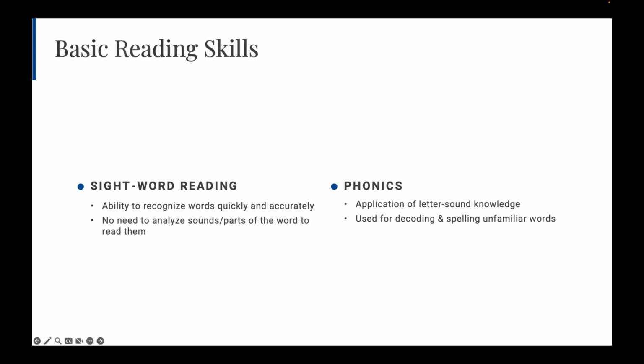Similarly, we might also see complications in an individual's basic reading skills. When I say basic reading skills, I'm talking about things like your sight word reading and your phonics. Sight word reading involves recognizing real words without the need to analyze the sounds or the parts of the word. In comparison, phonics requires you to apply your knowledge of letters and their sounds. So thinking about the use of decoding or being able to spell unfamiliar words, that would be more so your phonics application.